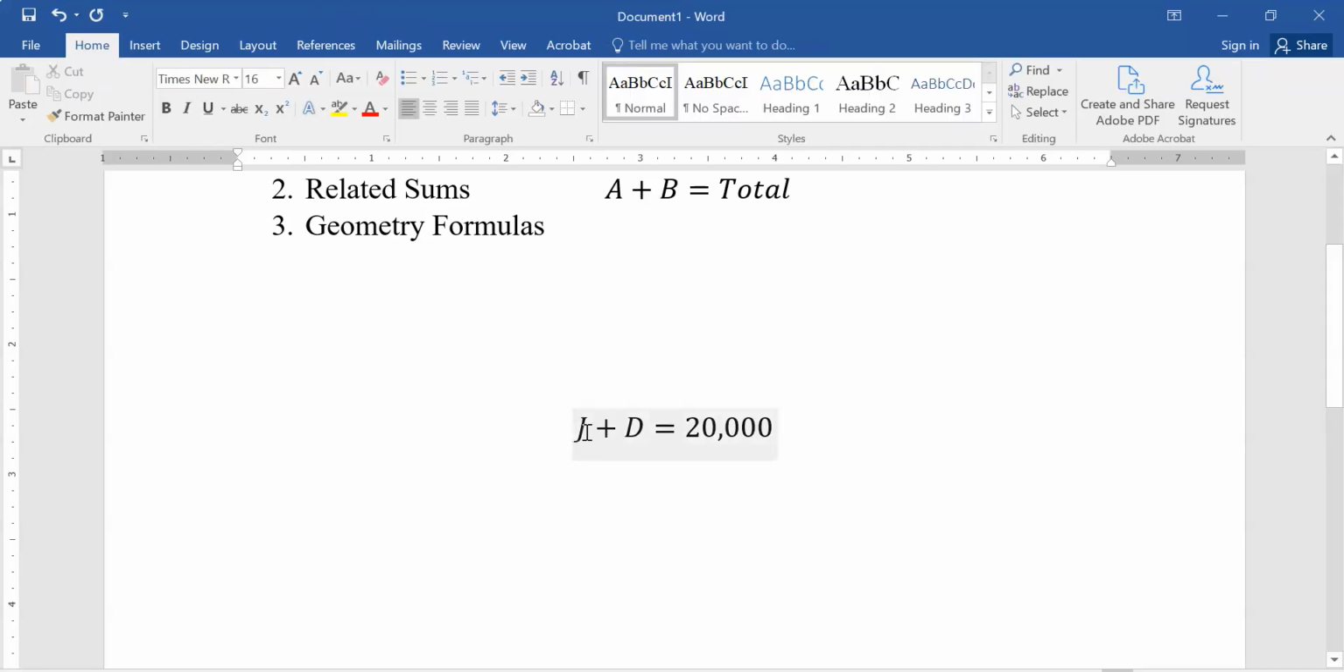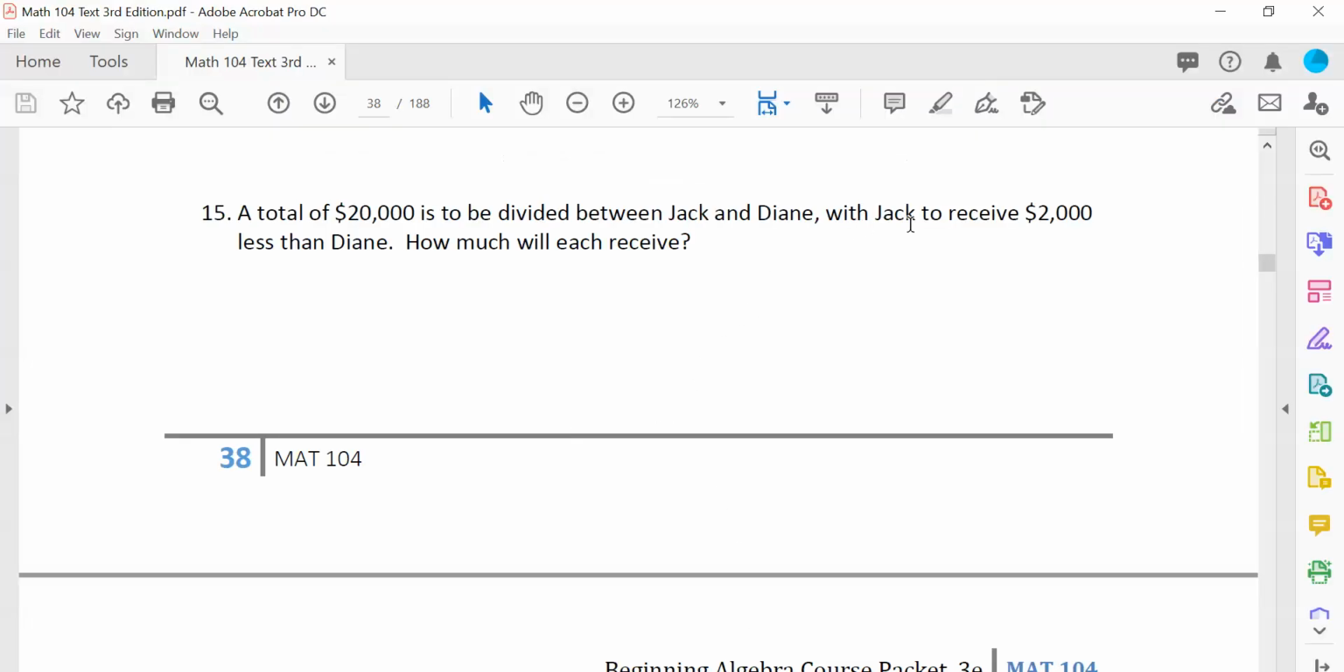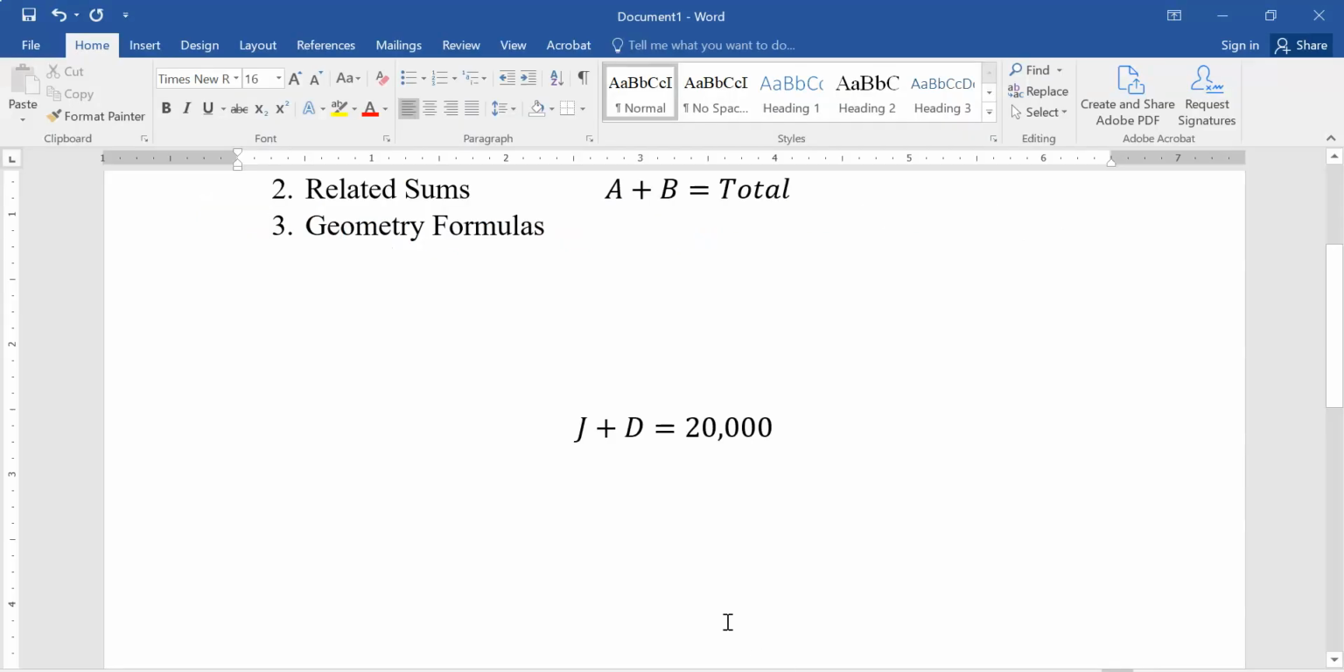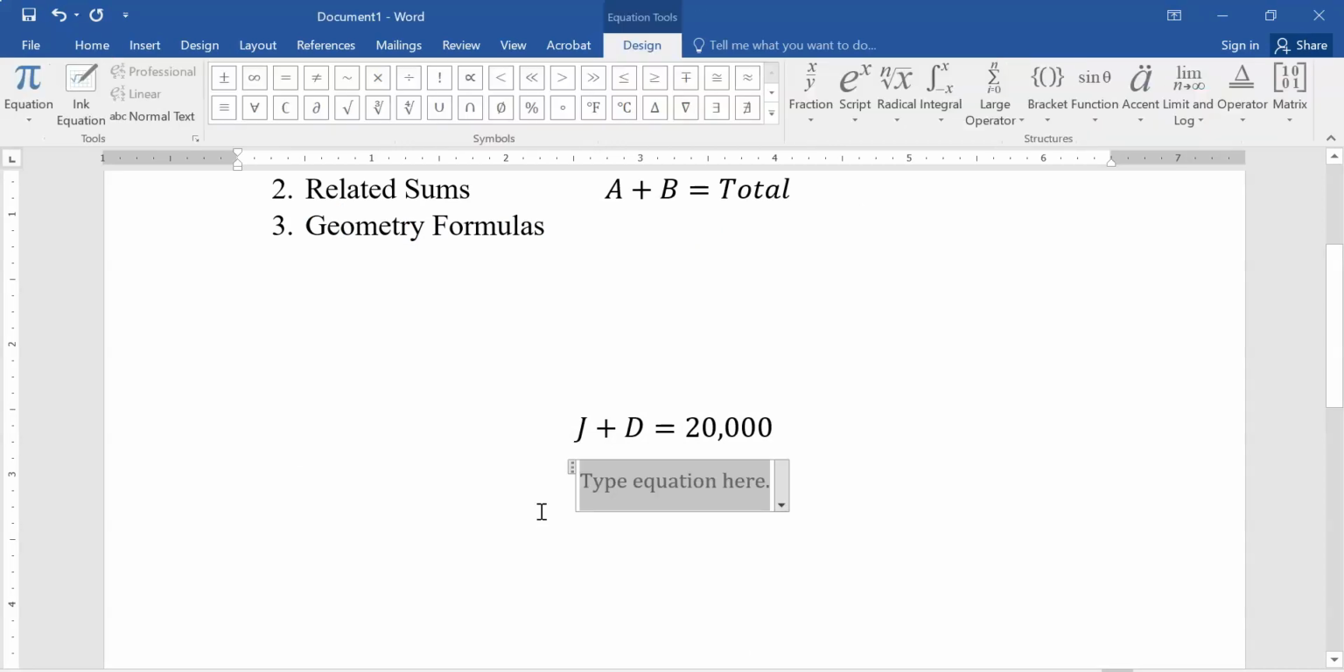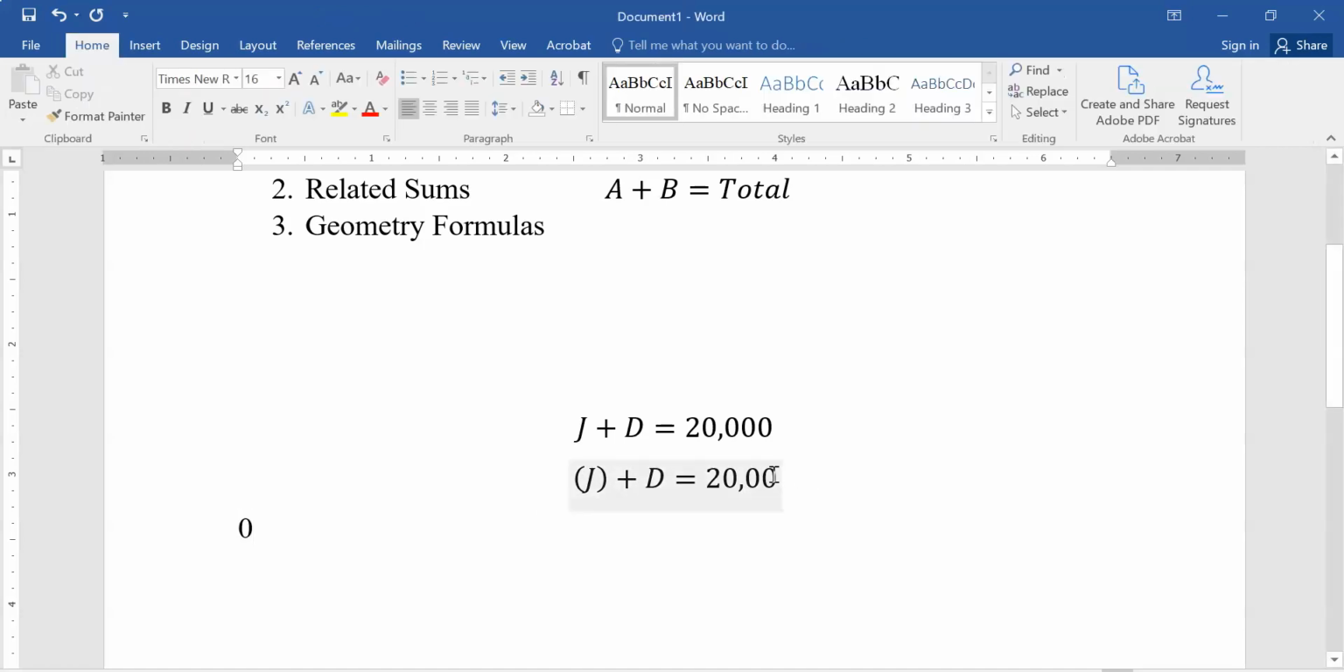Now here's where the relationship comes into play. Jack will receive 2,000 less than Diane. Now you can do this in a number of ways, but since Jack is going to receive 2,000 less than Diane, I'm going to put Jack in parentheses. I'm going to keep this equation the same other than putting parentheses around the amount Jack has.